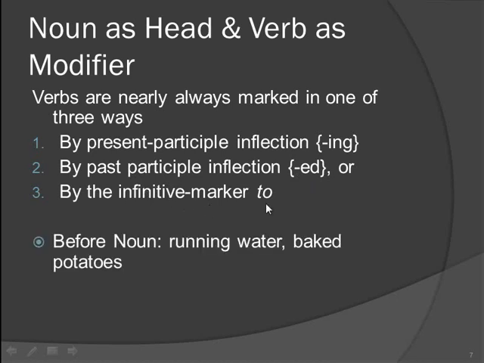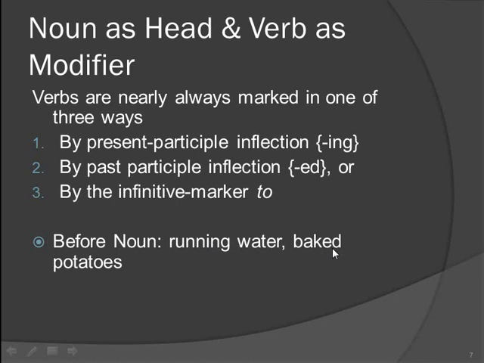Okay, let's take an example like running water. So running is explaining the water. Water is the head, running is the modifier. So in ing form. Baked potatoes. So this is in past participle form, becoming the modifier.